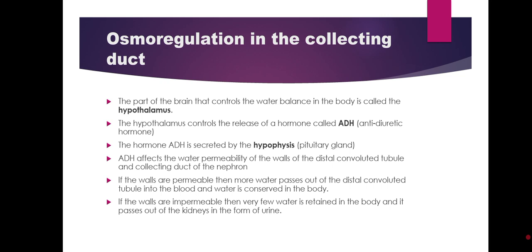Now let's go to when water levels are below normal, right? When water levels are below normal, osmoreceptors detect this. It stimulates the hypothalamus. The hypothalamus secretes more ADH. Now when it secretes more ADH, that means the walls will be more permeable. Then when they are permeable, lots of water will be reabsorbed. Then it will make the urine concentrated and small volume, and it happens when you're dehydrated.